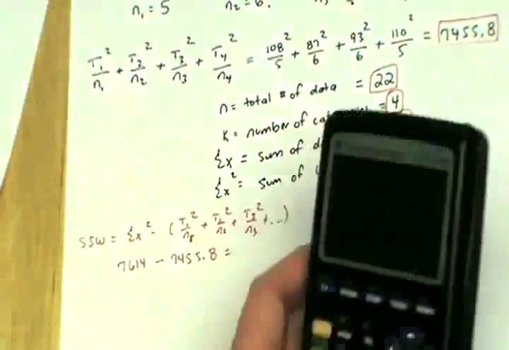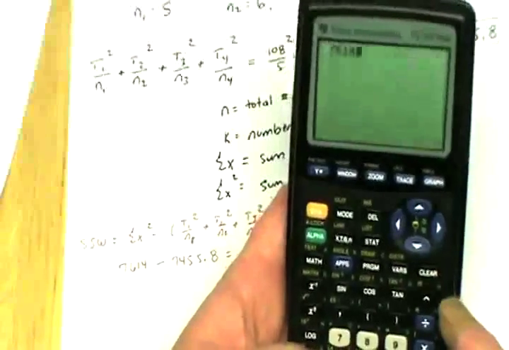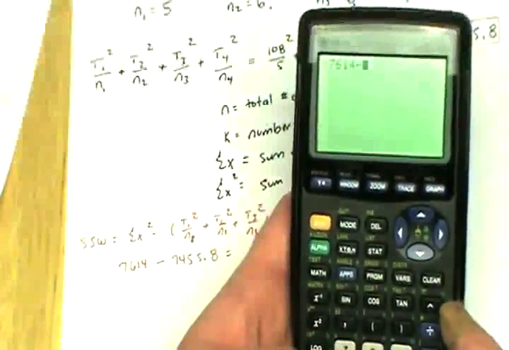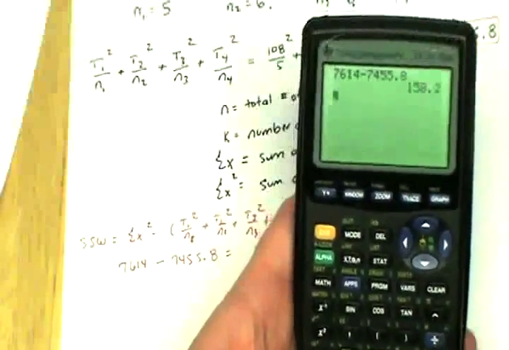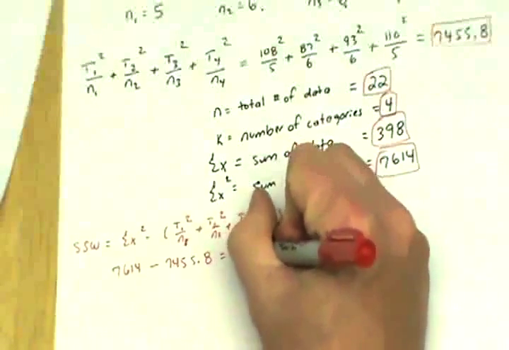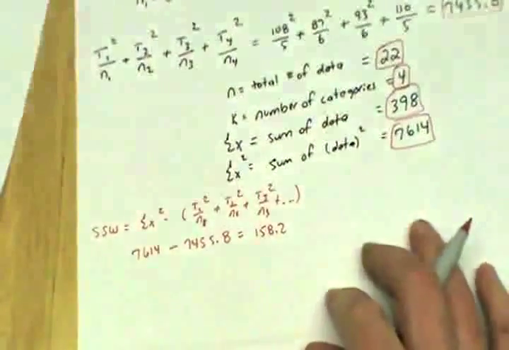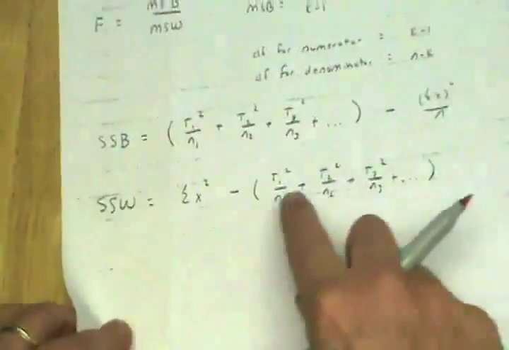We're going to subtract those two numbers. 7614 minus 7455.8 is 158.2. Looking at my formula sheet, I'll move it there. So that's the one we just did.